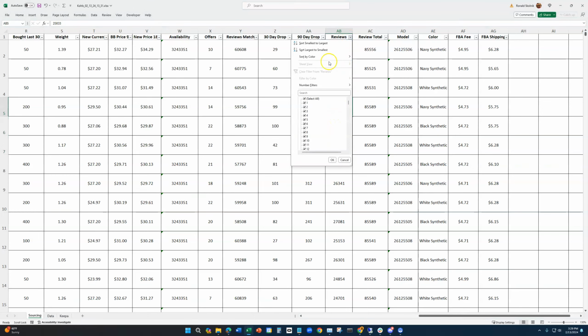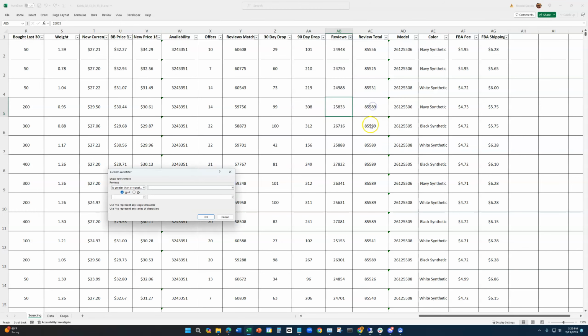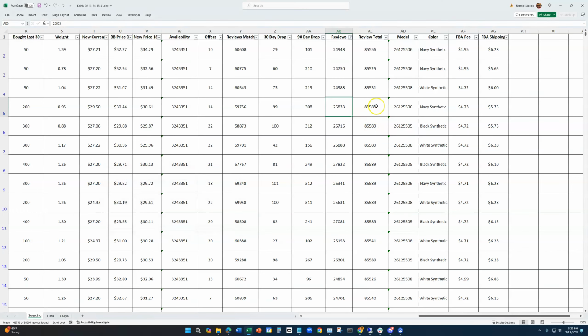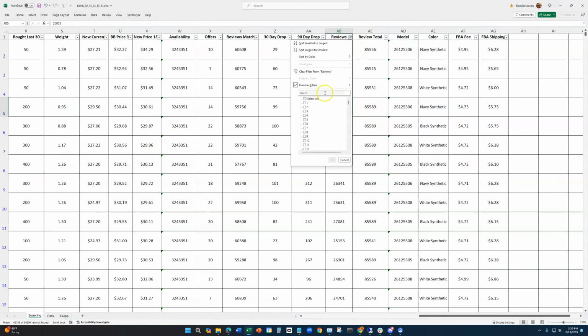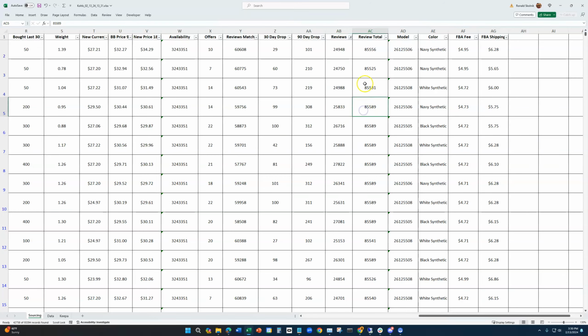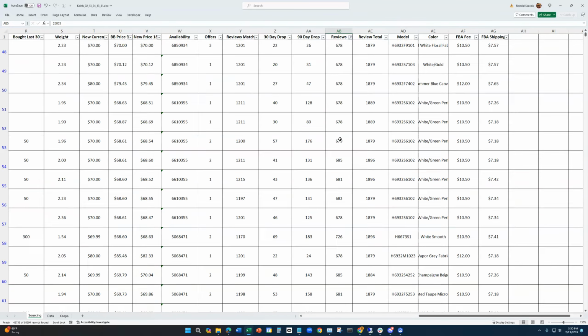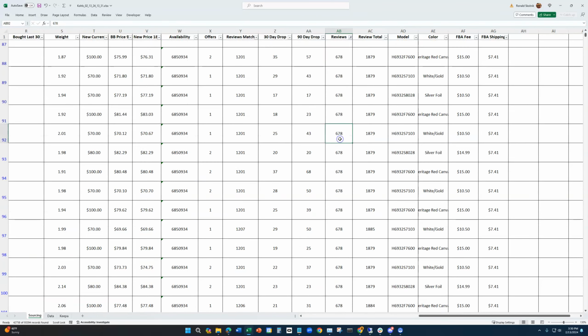So in here, I will just say number greater than or equal to, let's say 5, and that should get rid of the blanks and things like that. So you can see, I have that filter in there. Yeah, so with that, I'm seeing at least reviews that have at least more than 5, and we can go down the list.